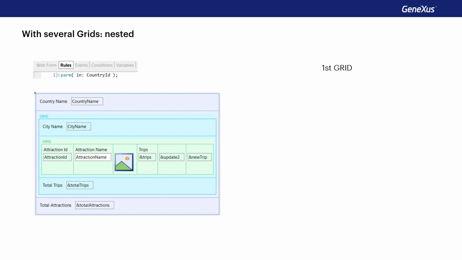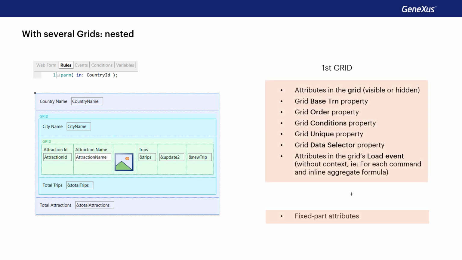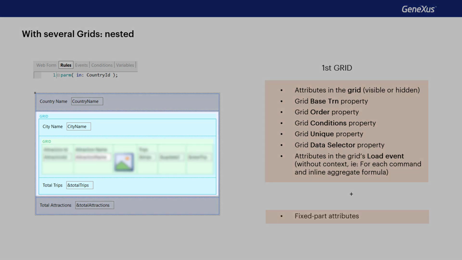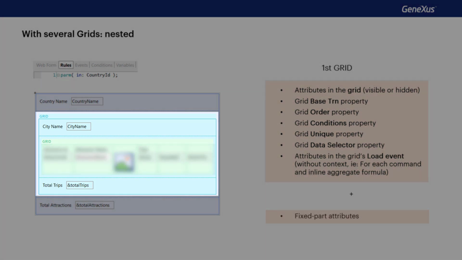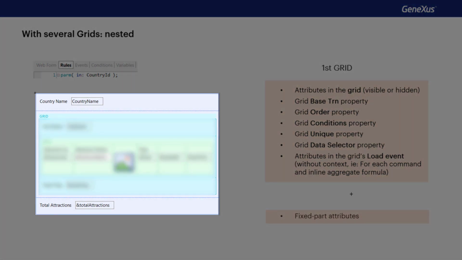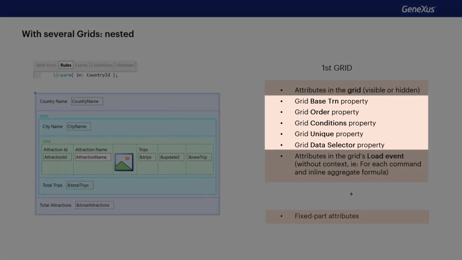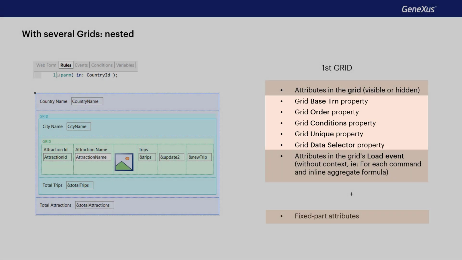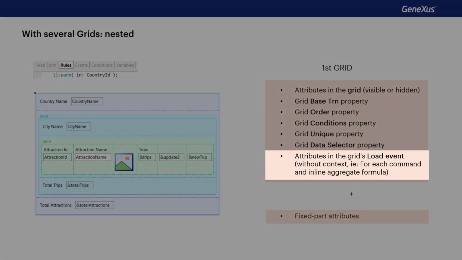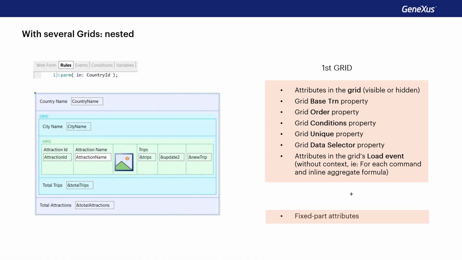In order to determine the base table of the first grid on screen, the exact same thing that you saw for parallel grids will apply. That is to say that Genexus takes into account the attributes of the grid itself, plus those corresponding to the fixed part of the screen, in addition, of course, to any that may appear in the grid's properties, base, transaction, order, and so on, and those of the load event for the grid, but neither those of the refresh of the grid nor those of any other event.